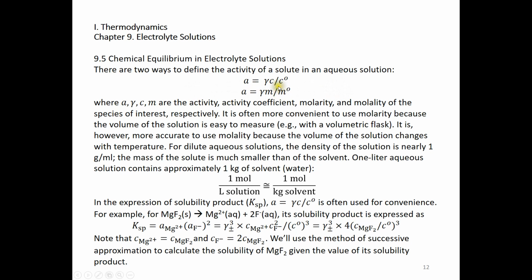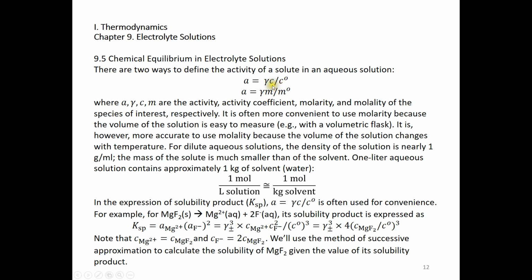Well, it's just because very often it's more convenient to use molar. It's easy to just measure the volume of the solution. But on the other hand, if you want a more accurate concentration, use molality. When you have 1 mole of solute per kilogram of solvent, the mass of the solvent never changes with the temperature. But if you use molar, the volume of the solution very likely changes with the temperature. When temperature goes up, very likely the volume goes up a little bit. When temperature decreases, very likely the volume of the solution also decreases.